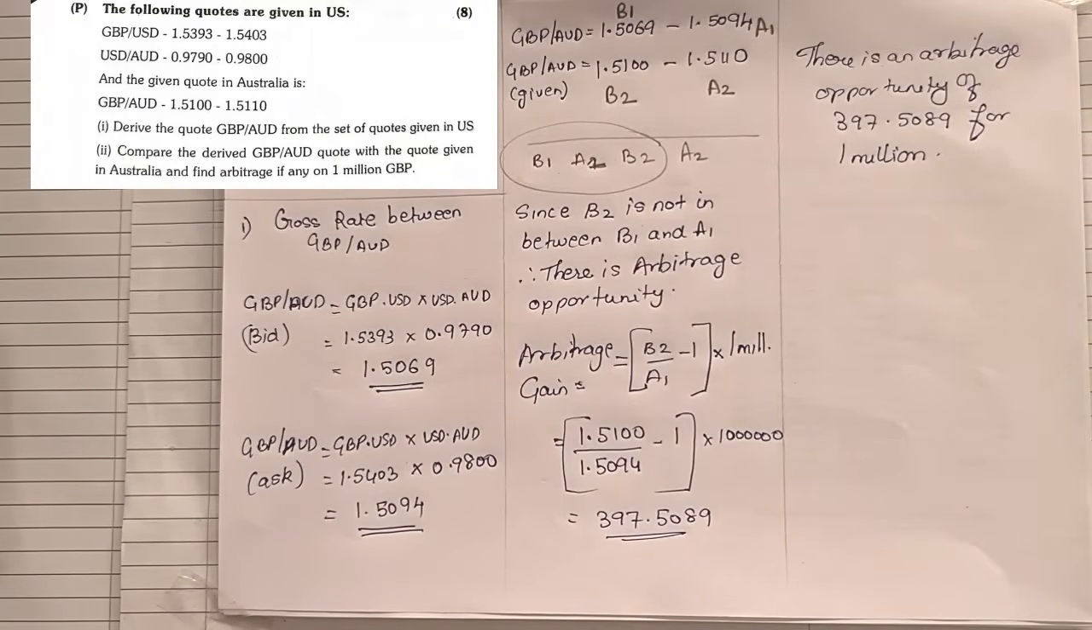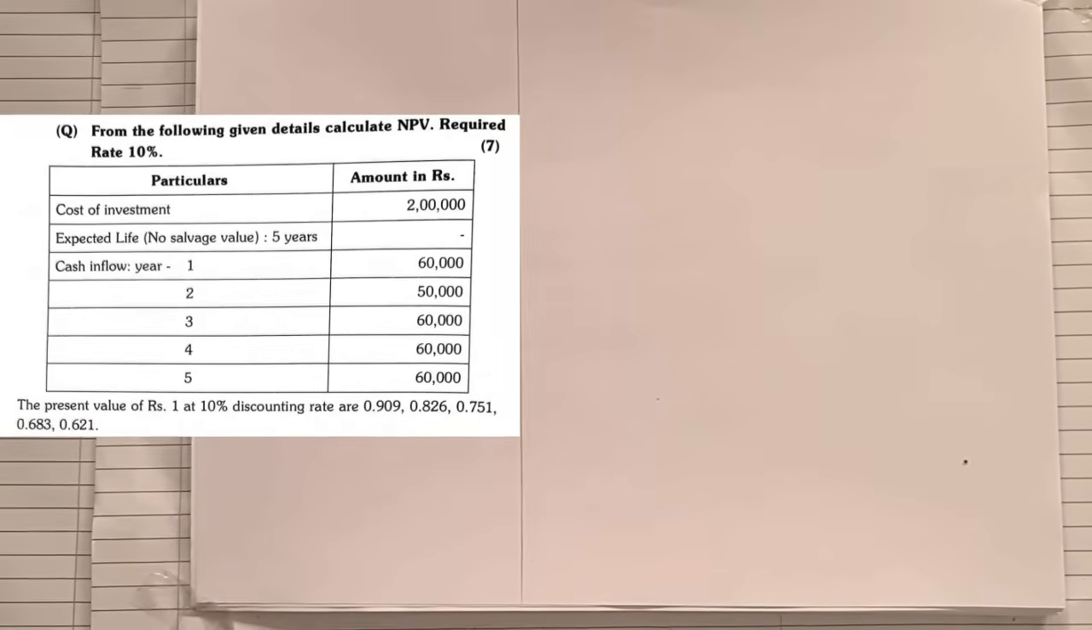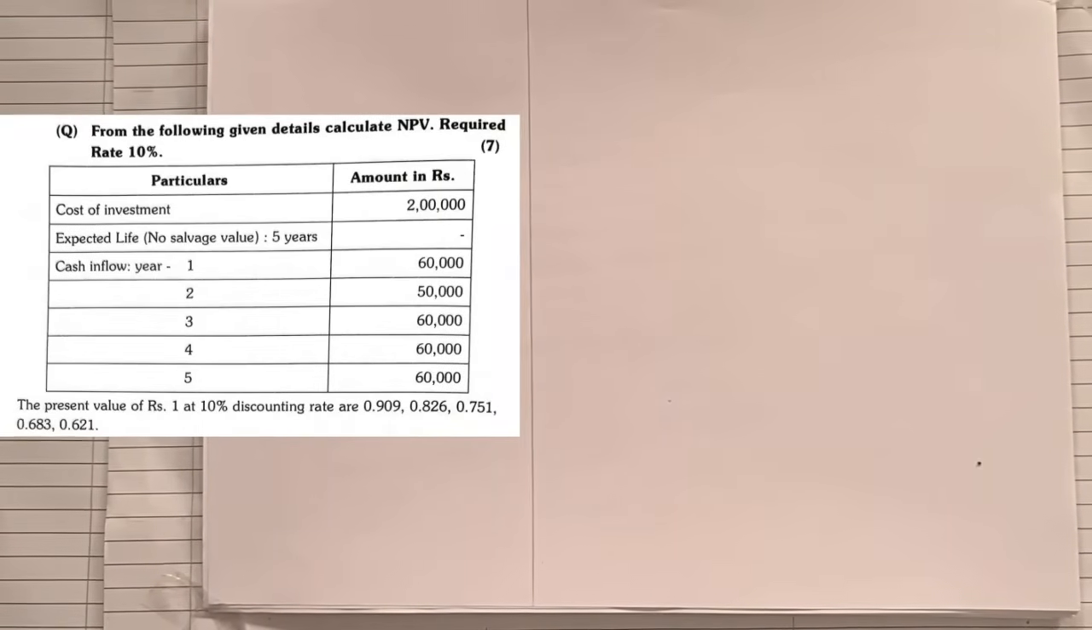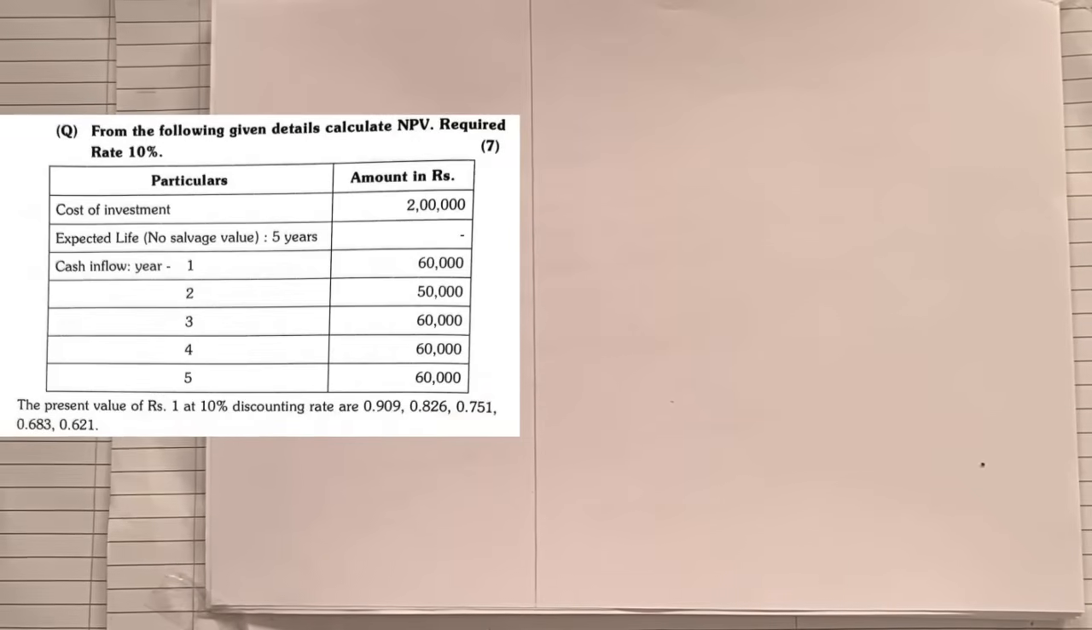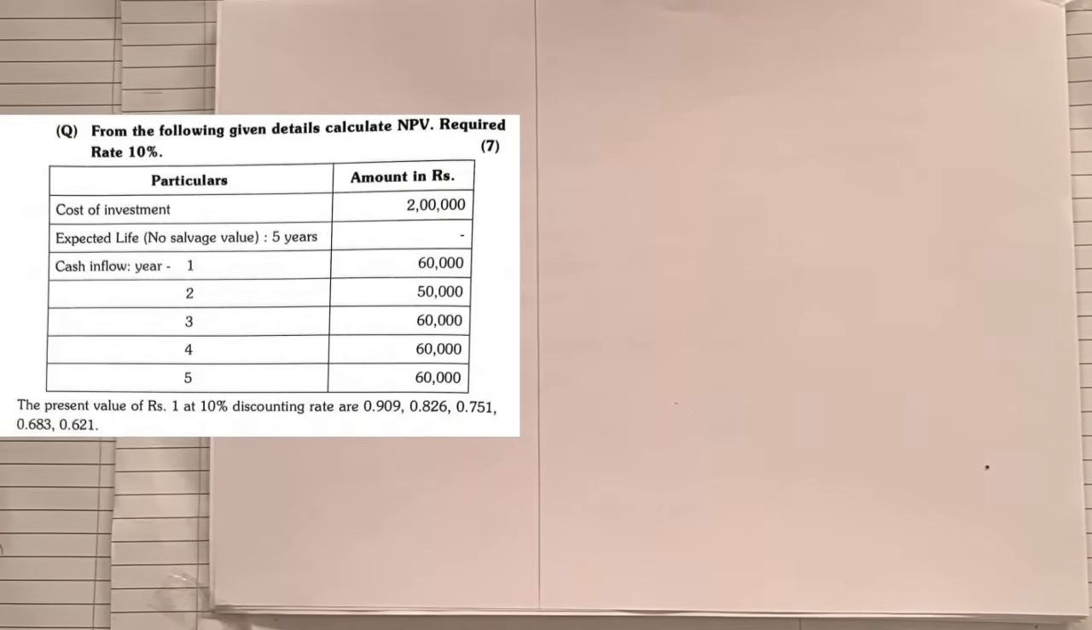Now the last sum in the paper, question number 4q. Let us see how to solve that. Now in the last question 4q, it is given that from the following details, calculate NPV. The required rate is 10% and the cost of investment is 2 lakhs. Expected life is 5 years and the cash inflows are given for the 5 years, and the present value factors at 10% discounting are also given to us.